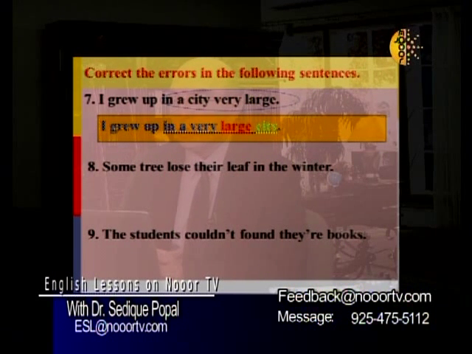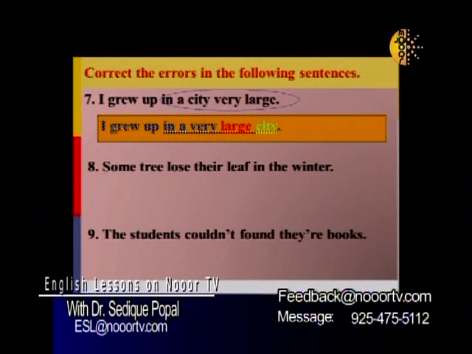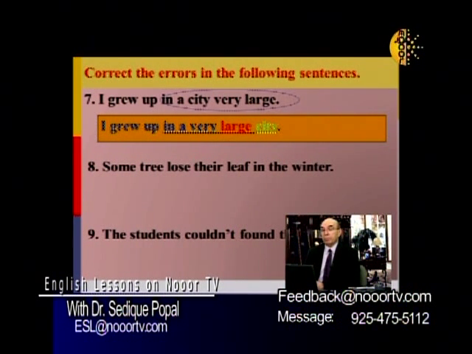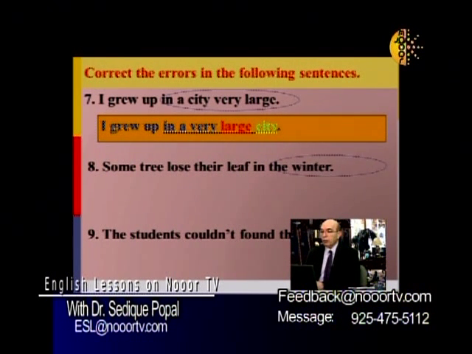Some tree lose their leaf in the winter. Now, the problems are where? First of all, find the problem. And secondly, fix them. Just like a good doctor. Diagnose the disease first and then come up with the medicine, the solution for it. Okay, so the problem is here.